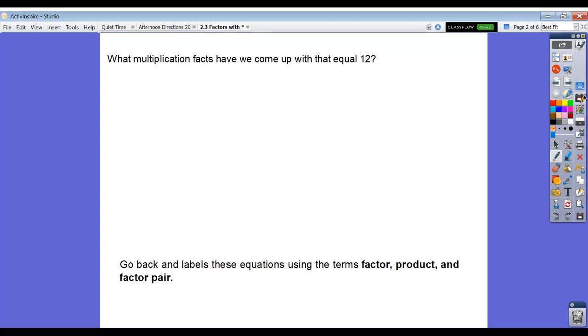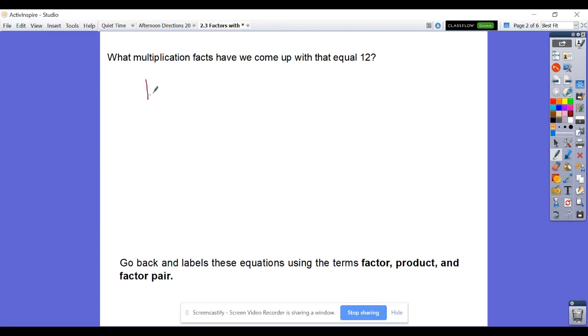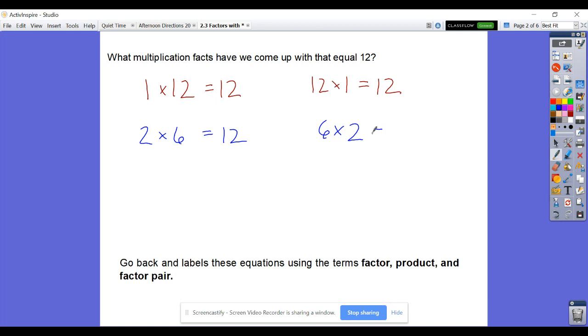Let's take a look at all the multiplication facts we've come up with that are equal to 12. So we have 1 times 12 equals 12, or 12 times 1 equals 12. We have 2 times 6 equals 12, or turnaround fact, 6 times 2 equals 12. And finally, 3 times 4 equals 12, or the turnaround, 4 times 3 equals 12.